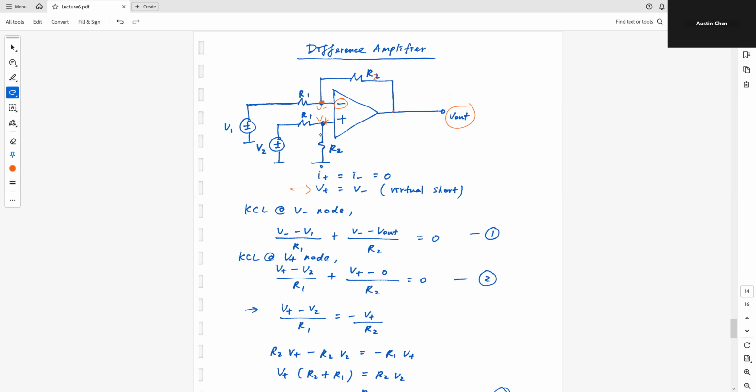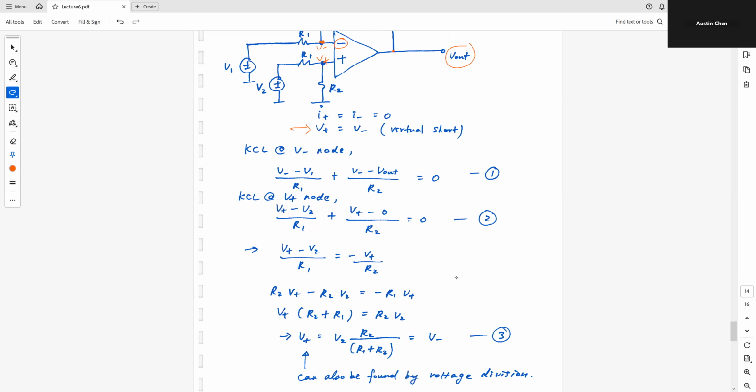Second equation, I'm going to write it over here. V plus minus V2 divided by R1 plus V plus minus 0, I have a ground, divided by R2. And then of course you have the third branch, which we always assume is equal to 0 because we have large input resistance. So, equation 1 and equation 2.